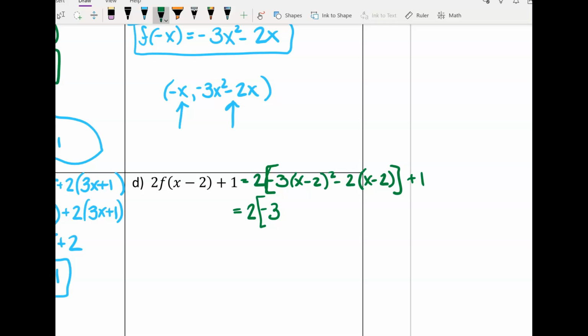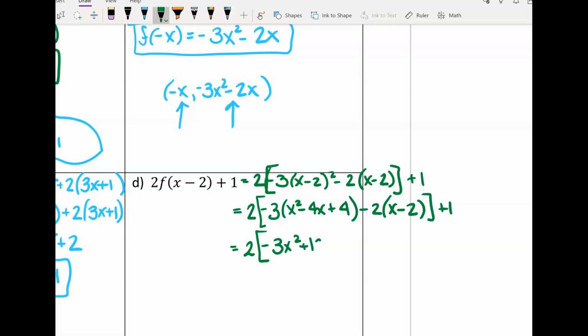I'm going to multiply x minus 2 times itself. So we get x squared minus 4x plus 4 minus 2 times the quantity x minus 2. And I still have that plus 1 on the outside. Again, take your time. Okay, the 2's on the outside because I still have to multiply. So I get negative 3x squared plus 12x minus 12. And then I'm going to distribute the negative 2. But ladies and gentlemen, please take your time.